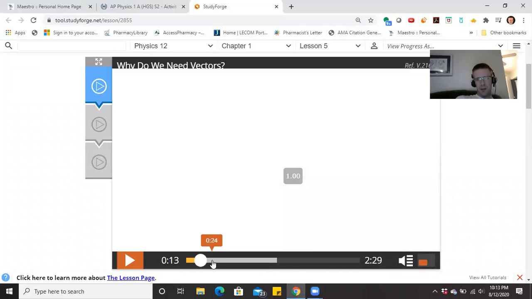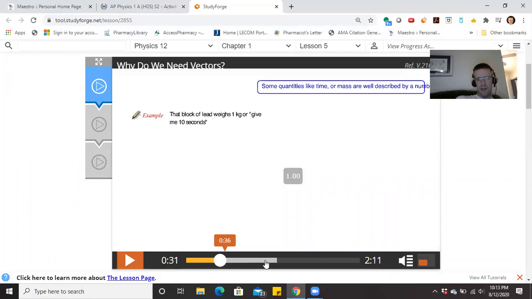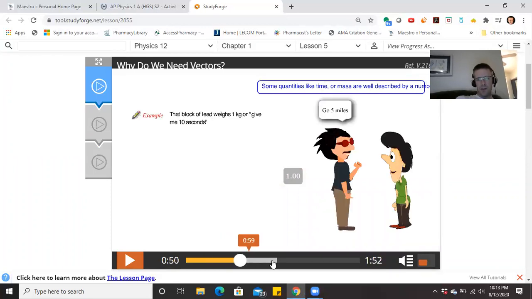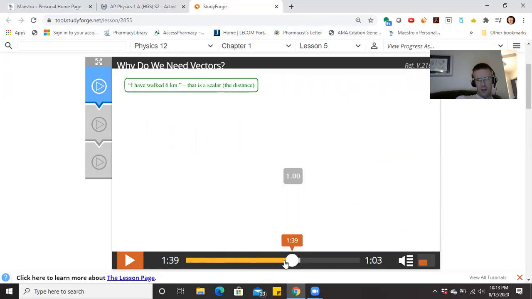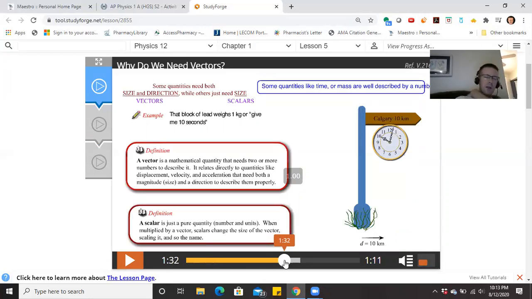So let's fast forward a little bit. I'm going to go straight to the definition of a vector and a scalar. Okay, so here's our first definition. I'm going to keep going a little bit forward. And okay, so here we go. There are two words that you have to know by the end of this unit, okay? The first is a vector, the second is a scalar.